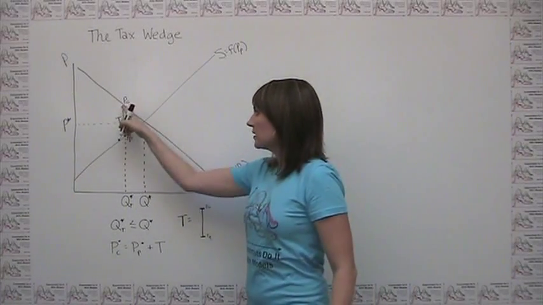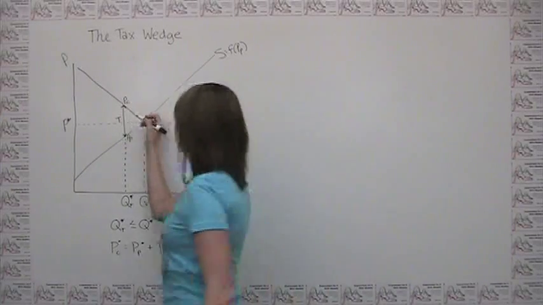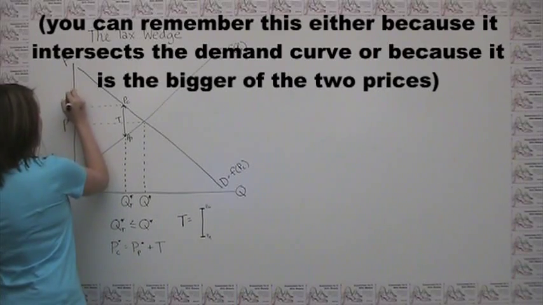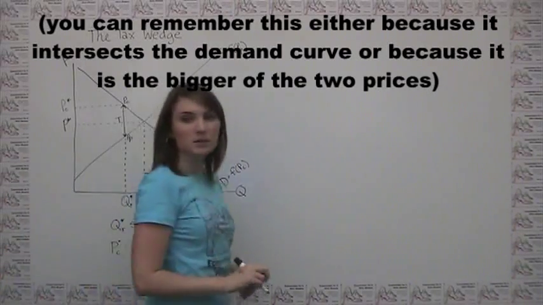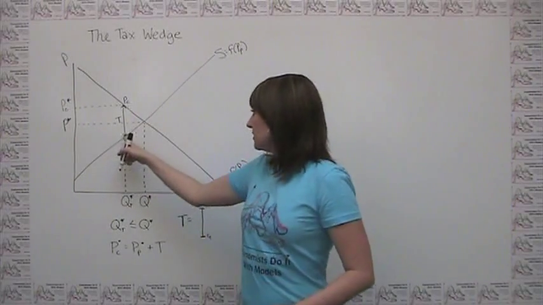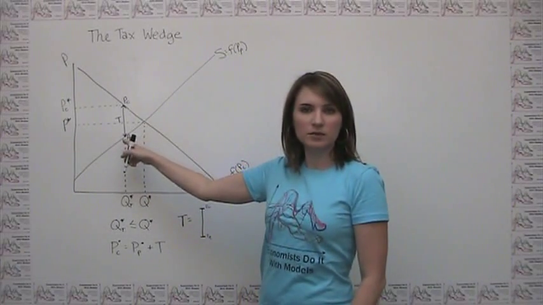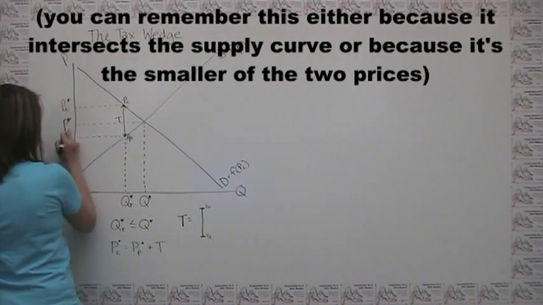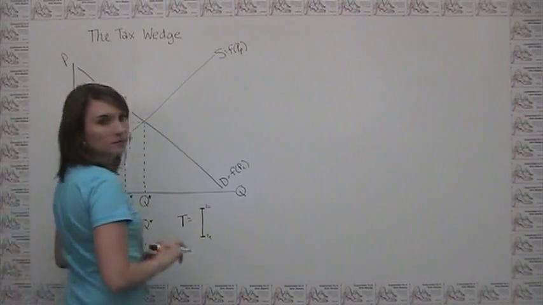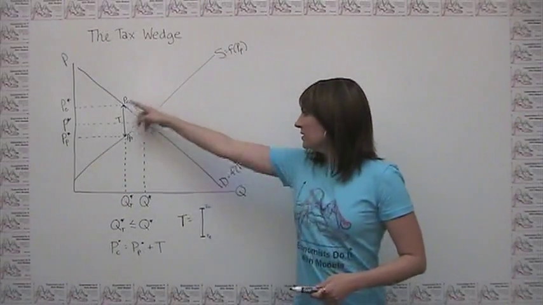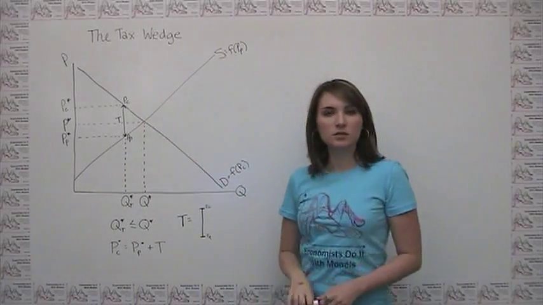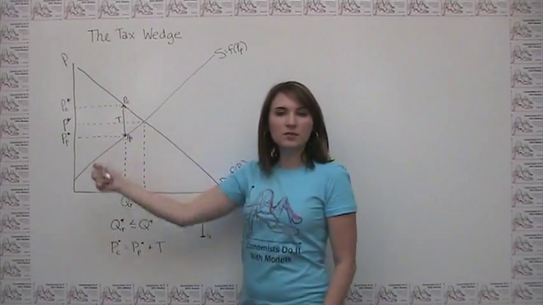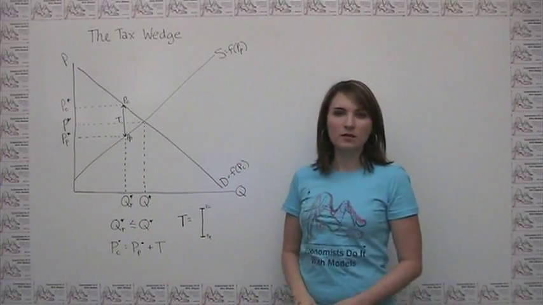It also has to be the case that this point here is the relevant equilibrium price to the consumer. So we can label that as our P sub C star. And this has to be our equilibrium price that the producer gets to keep, and we can label that our P sub P star. And now we've identified everything that's relevant to our equilibrium when a tax is put in place. And conceptually, this is much simpler than actually shifting either one of the curves.